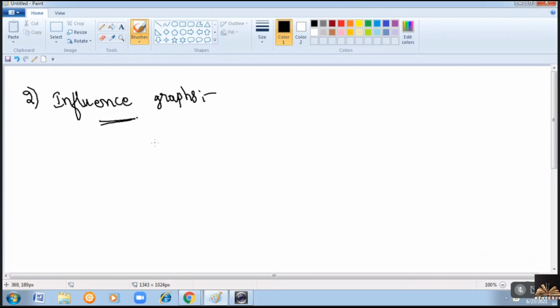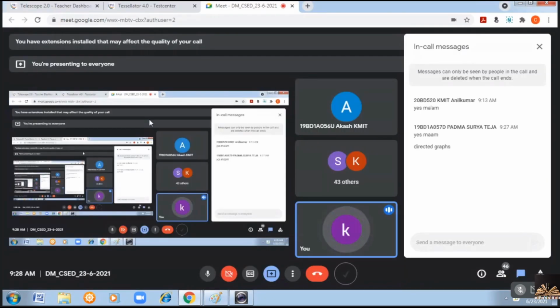Now you tell me what type of graph you can use. Do we have to use an undirected graph, a directed graph, a simple graph or a multigraph? What type of graph do we have to use to represent the case where one person influences another person? Directed graph. Yes, directed graph.